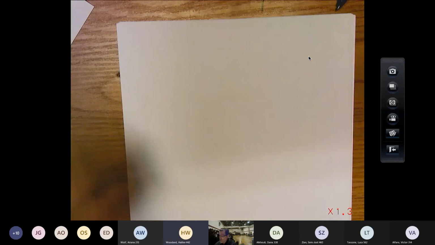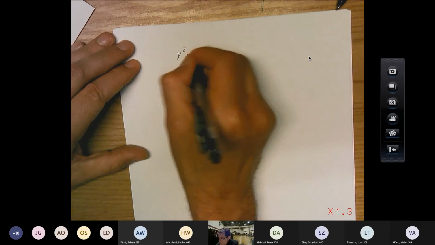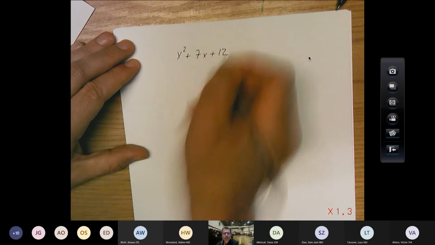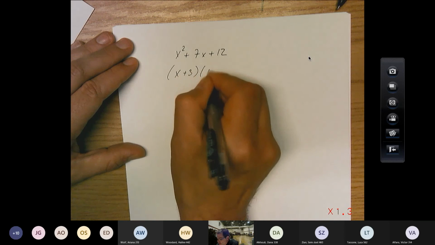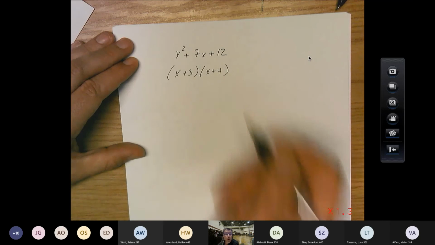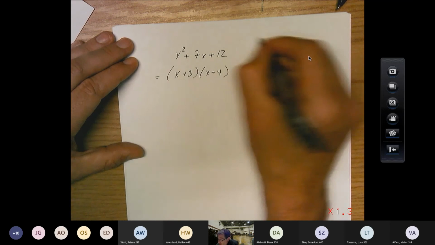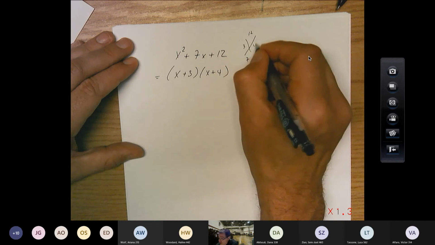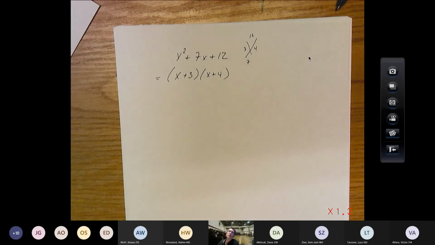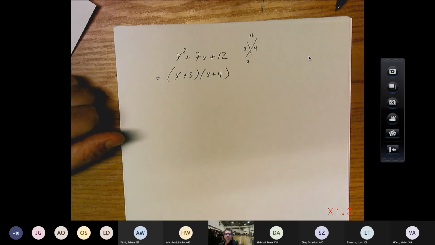How about a trinomial? That is going to factor out to x plus 3 and x plus 4. You should know that. I think we should all know that. We're looking for two numbers that multiply to give 12, add to give 7, 3 and 4 work, and we put them in, and yay, we're brilliant. Look how smart we are.